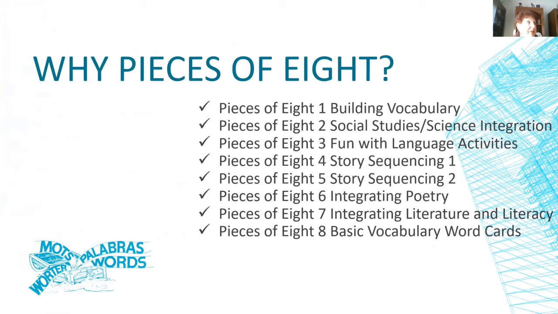One is to build vocabulary. Another one is to build social studies and science integrations. One is just for having fun with language. There are 2 different verbs that are sequences of 3, which is the appropriate number for the pre-K and K level, but it also gets along with the idea of the future, going to what's happening right now and what happened. So you've got your future, your present, and your past. We integrate poetry, we integrate literature and literacy, and then there's a set of 8 basic vocabulary cards.